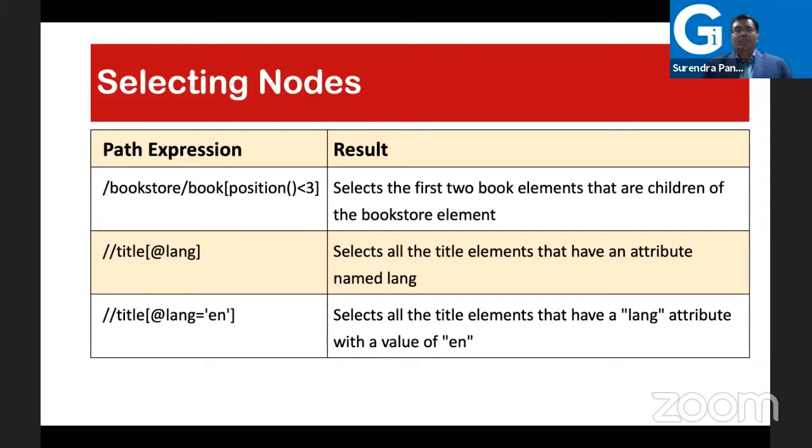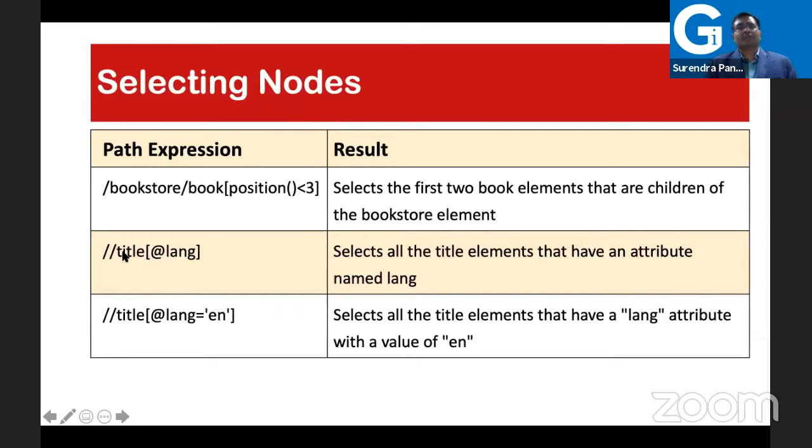Now if you want to select all the title elements that have an attribute named language, you can just say double slash. Double slash, as I said, is the relative path. So you can access all the title elements having the attribute named language. Right now the language is English, but you may have various languages, and if you have some other language, that also can be accessed here.